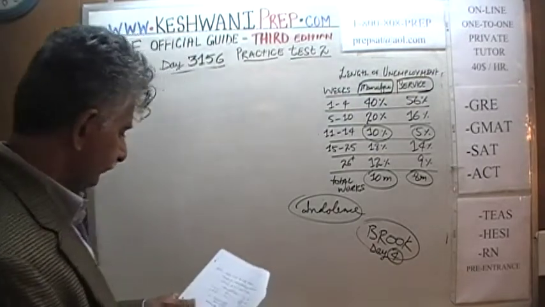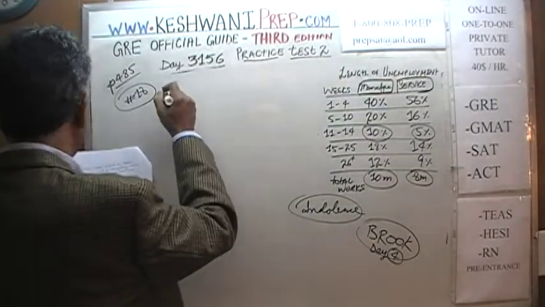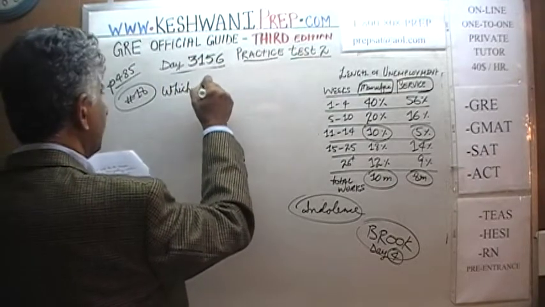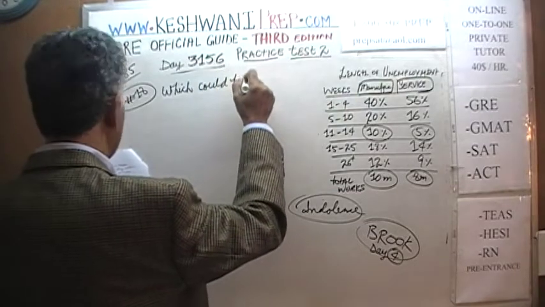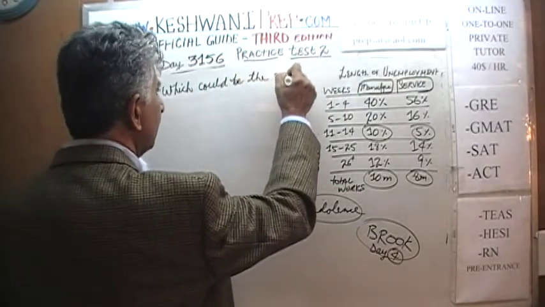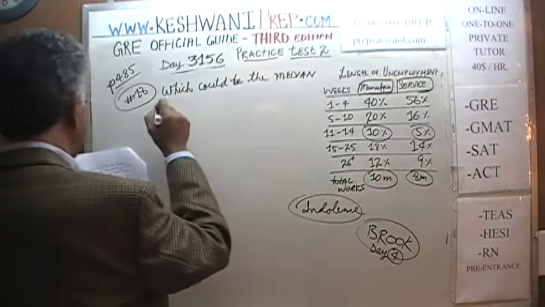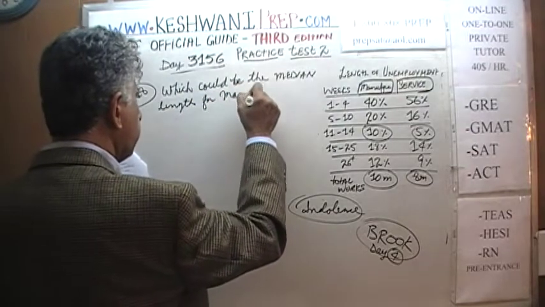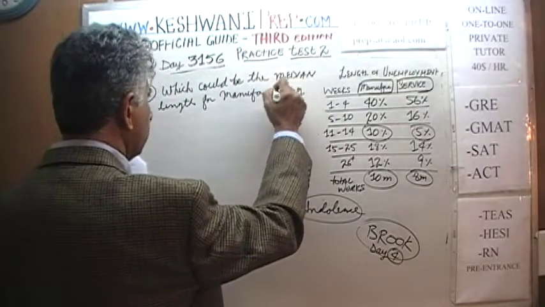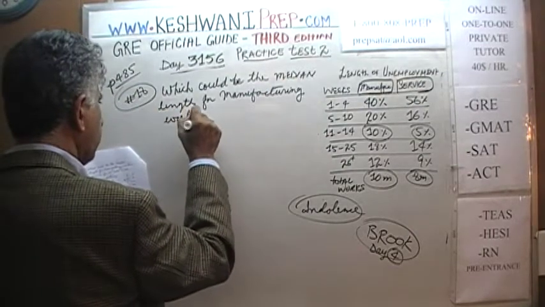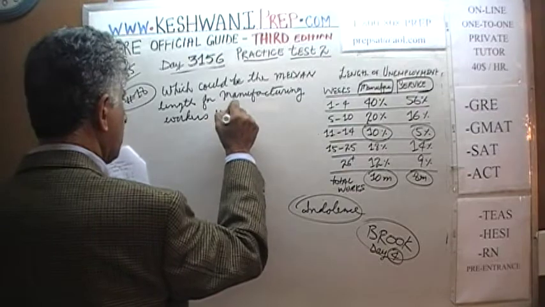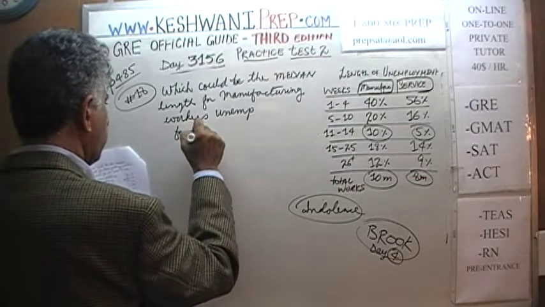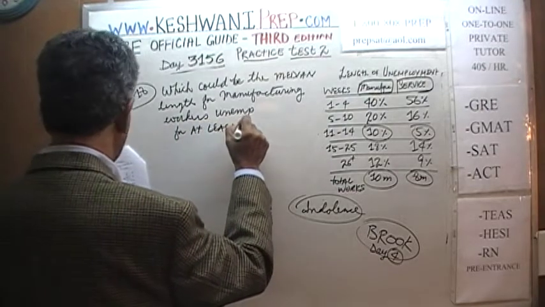Do you understand? Number 18, it says, which of the following could be the median length of unemployment for manufacturing workers unemployed for at least 1 week?